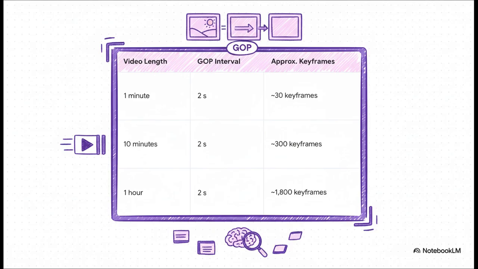And this just shows you how predictable it all becomes. Once you know that 2-second rule, you can pretty much estimate the keyframe count for any video. A 10-minute video has around 300 keyframes. An hour-long one has about 1,800. And this isn't just fun trivia. This establishes a real baseline for how we can start analyzing video content in a much smarter way.